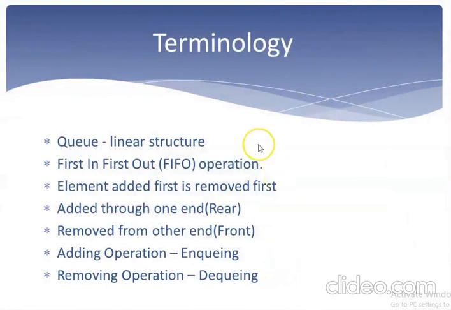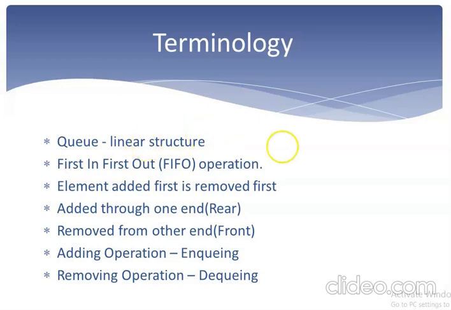Let's see some terminology associated with a queue. It is a linear data structure. Linear means there will be elements one after the other. If X is an element, it may have another element Y after this X, and there will be only one element after X. Such a structure is called a linear data structure. Queue belongs to such a data structure.